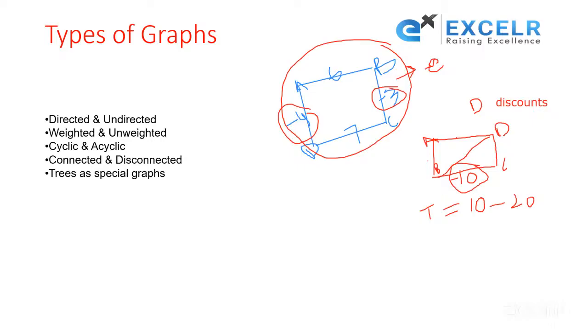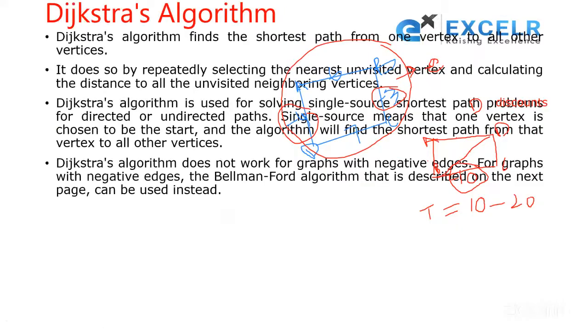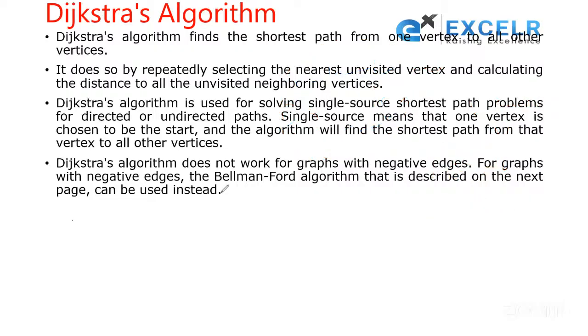Here what we are discussing is Dijkstra's algorithm. Dijkstra's algorithm does not work for graphs with negative edges. That was the point to be discussed over here. So graphs having negative weights, right, are not handled in Dijkstra's algorithm. Let me clear the screen. This algorithm does not work for graphs with negative edges, and for graphs with negative edges, you can use the Bellman-Ford algorithm. We will discuss that after this.